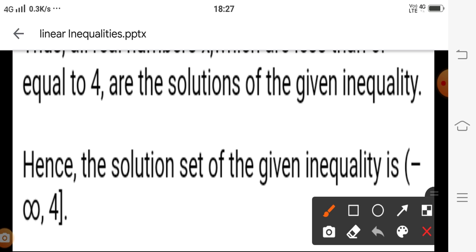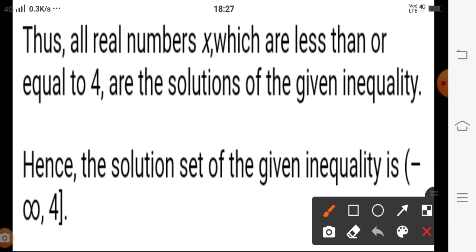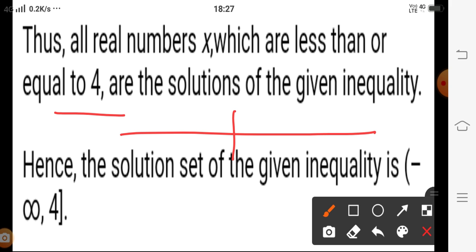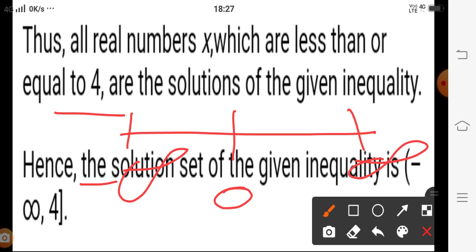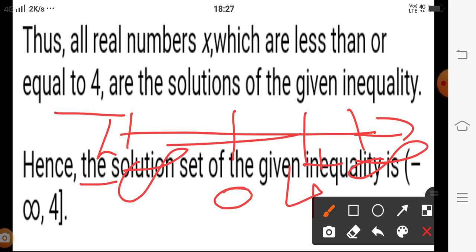And in the question we have to write all the real numbers which are less than equal to 4. The real numbers which are less than equal to 4 means all the numbers which we are getting on the number line. Here we are getting 0, here we are getting minus infinity, and in the right hand side we are getting plus infinity. Then the numbers which are less than 4, all the numbers we are getting are minus infinity to 4.